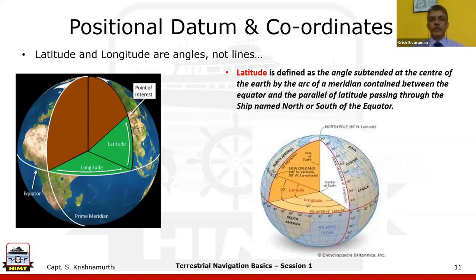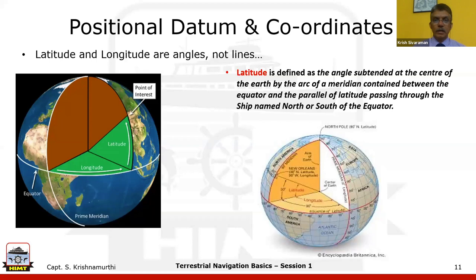That brings us to coordinates. Somebody spoke about latitude and longitude, and of course, I think you have done enough navigation to know that latitudes and longitudes are angles. They are not lines. So far, we have been dealing with lines in terms of the equator, meridians, and parallels of latitude. Now we are dealing with angles.